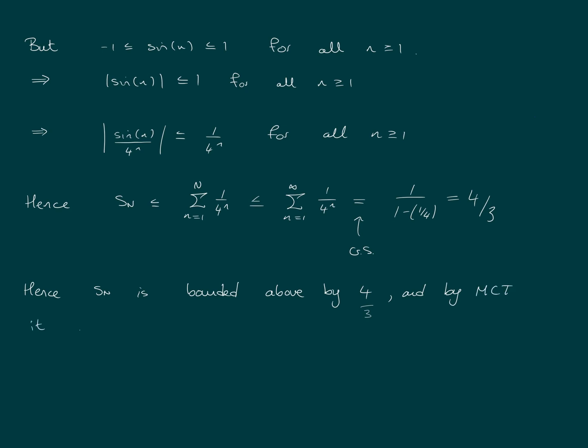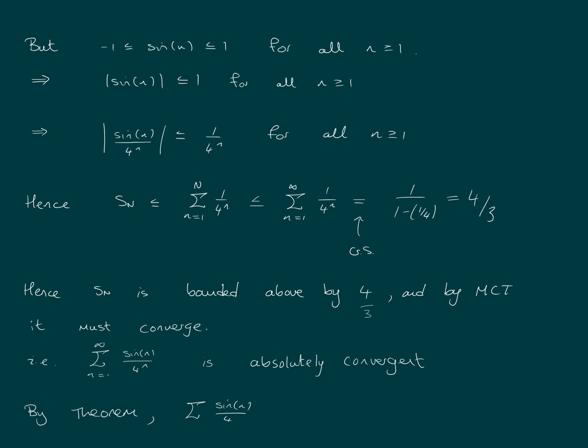it must converge. So hence we've shown that the sequence of partial sums converges. That's exactly what it means for this series to converge. So the series is absolutely convergent. We showed that the sequence of partial sums where we're taking the absolute value converges. So this series is absolutely convergent. And by the theorem, this sum, sine n over 4 to the n, is convergent.